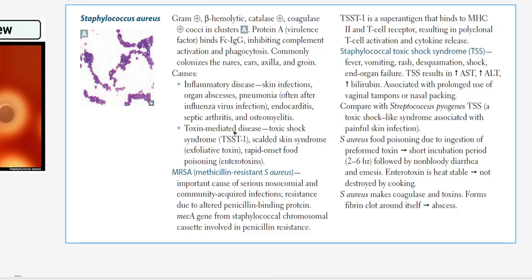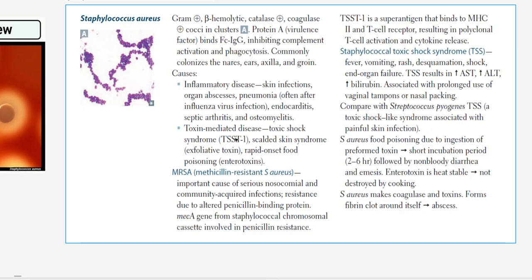When we talk about these toxin-mediated diseases, we know that the first one is toxic shock syndrome. This toxic shock syndrome is basically a superantigen. Now, a normal antigen activates a few T cells, but this superantigen activates all the T cells of the body, right? The result is a massive cytokine storm. This massive cytokine storm gives you fever, hypotension, shock, a diffuse rash, and desquamation.